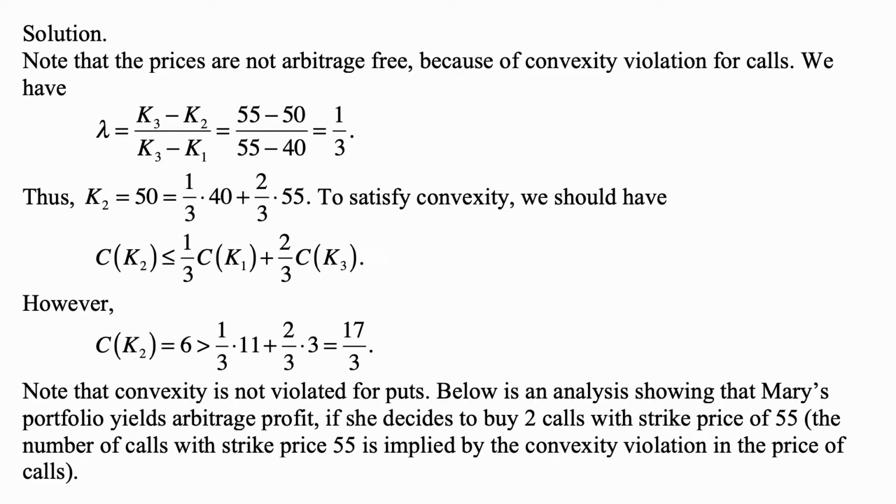Below is an analysis showing that Mary's portfolio yields arbitrage profit if she decides to buy 2 calls with strike price of 55. The number of calls with strike price 55 is implied by the convexity violation in the price of calls. If you have this condition violated, that says that the left-hand side is too expensive, the right-hand side is too cheap, so you would always buy the cheap and short the expensive one.